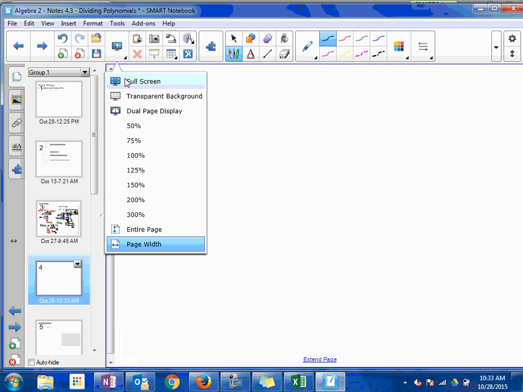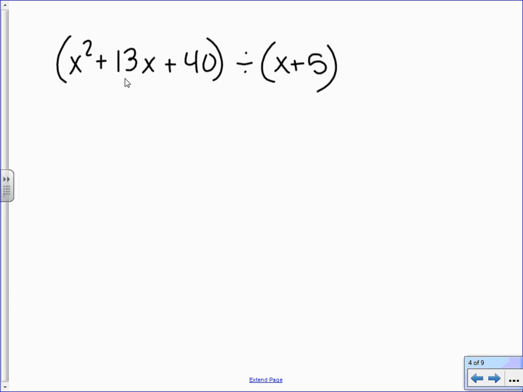I'm going to give you one to try. Can you divide x squared plus 13x plus 40 by x plus 5 for me, please? So set it up first, and then think very carefully about the process of long division. Everything about long division that you know from elementary school is still the same.